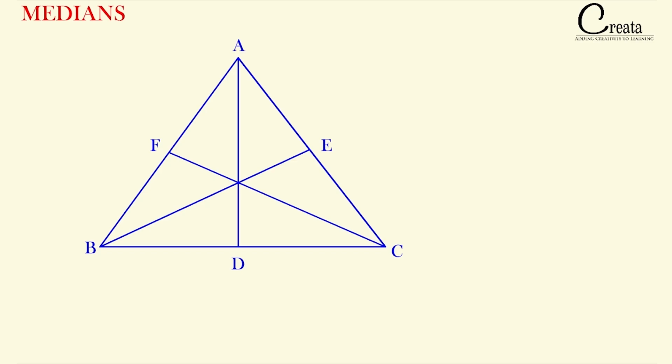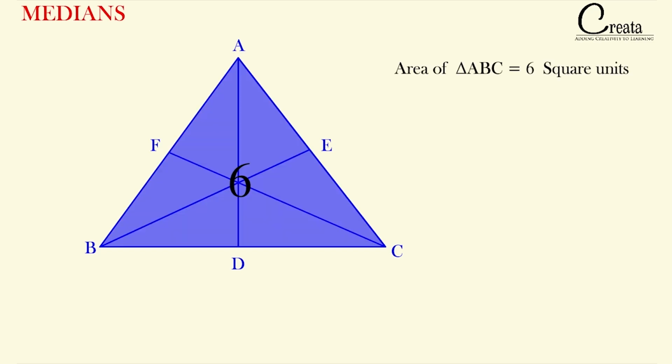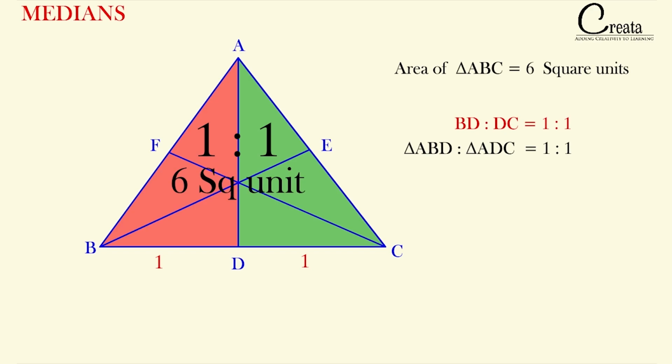To further understand this concept, let's assume the area of this complete triangle as 6 square units. This is our assumption. We know the median joins with the midpoint, meaning the ratio of BD is to DC will be 1:1. BD and DC are both equal to each other as D is the midpoint. So as per our fundamental, can we say the area of triangle ABD and the area of triangle ADC will also be equal, that is in the ratio of 1:1? Why? Because the ratio of their bases, that is BD is to DC, is also 1:1.